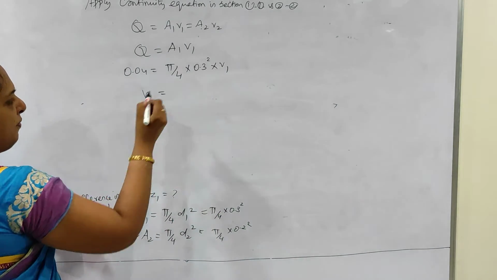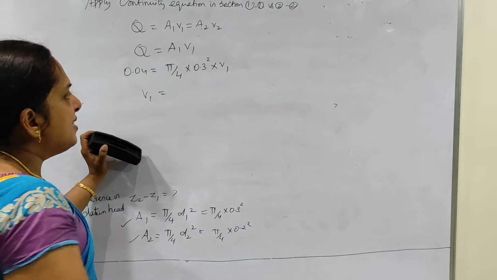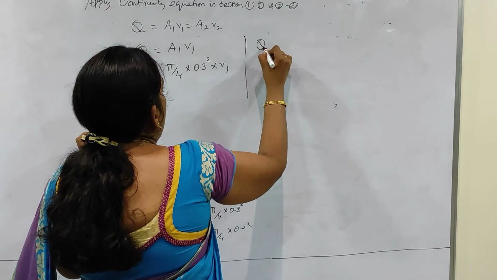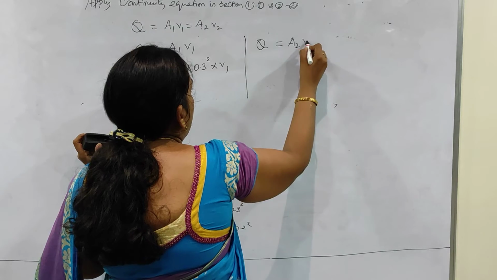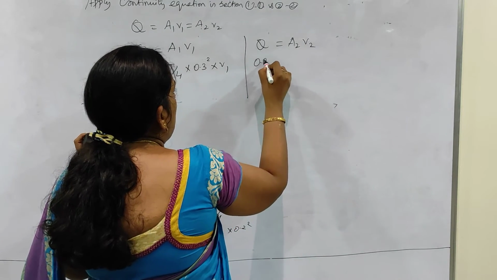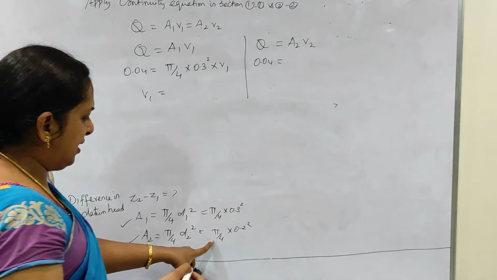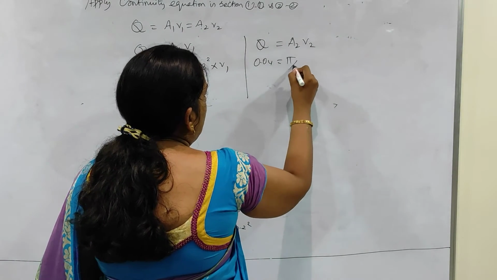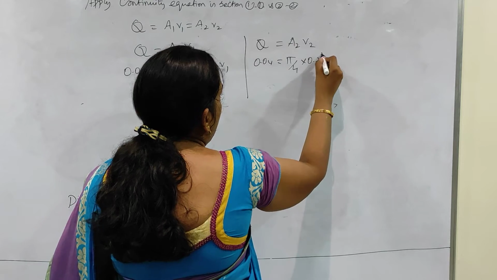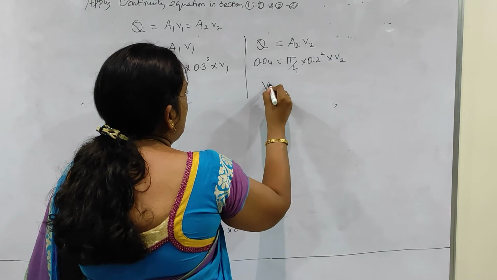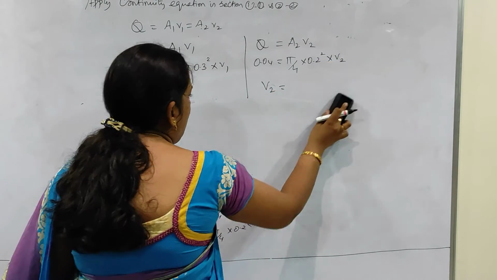So from this, I will be able to find out the value of V1. Similarly, I can find out for Q equal to A2 V2. The Q value is the same, 0.04. But A2 is the area of the pipe at the upper end, so it is pi by 4 into 0.2 square into V2. From this I will be able to find out V2.